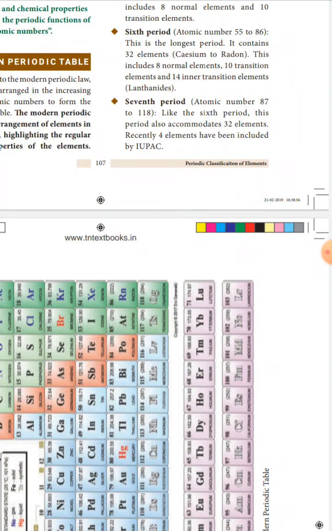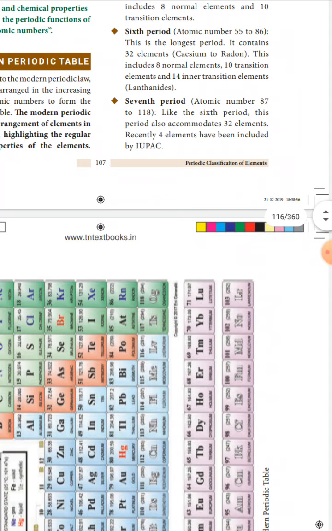Recently 4 elements have been included. So whenever IUPAC authenticates a new element, those elements are going to be included in the 7th period. Now, the 7th period starts from atomic number 87 to 118. And 87 is francium, then radium, then 89 to 103, which is at the bottom of the periodic table, called the actinide series, an inner transition element series, from actinium to lawrencium.